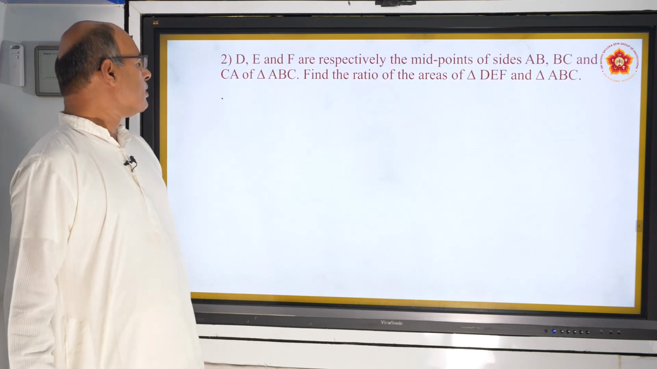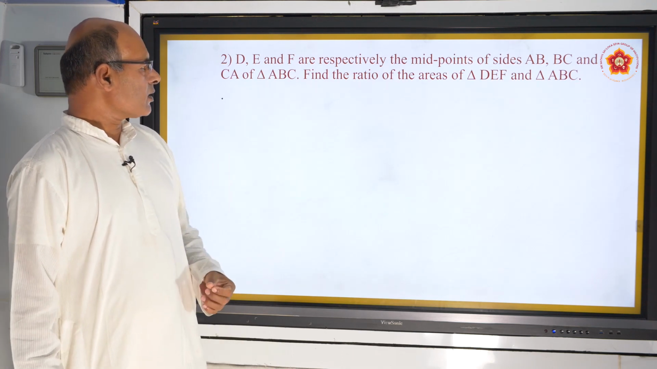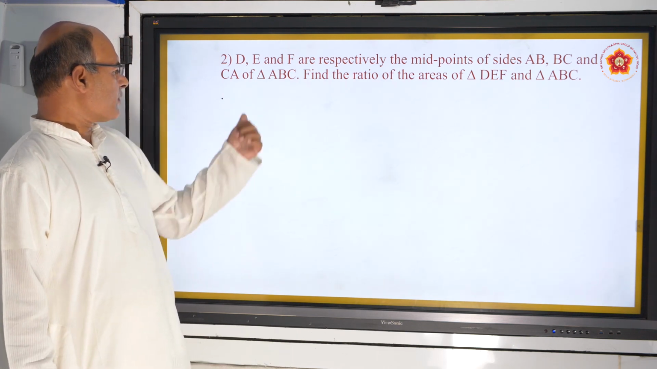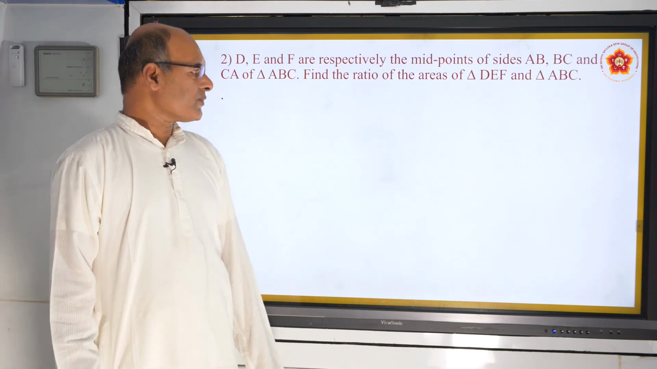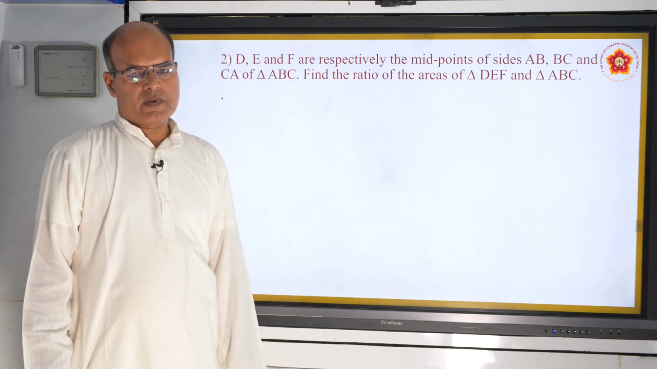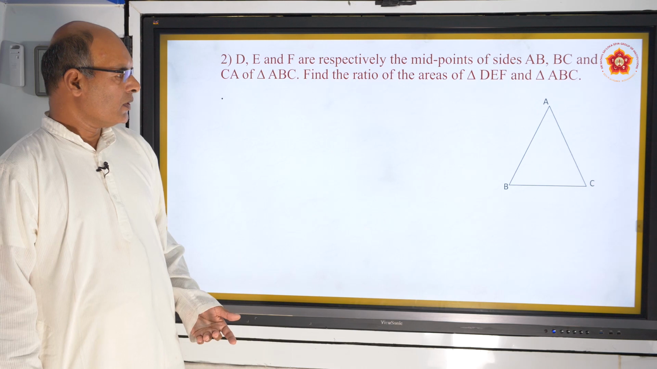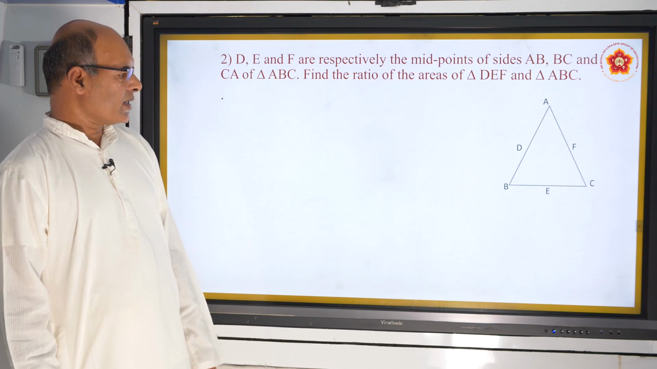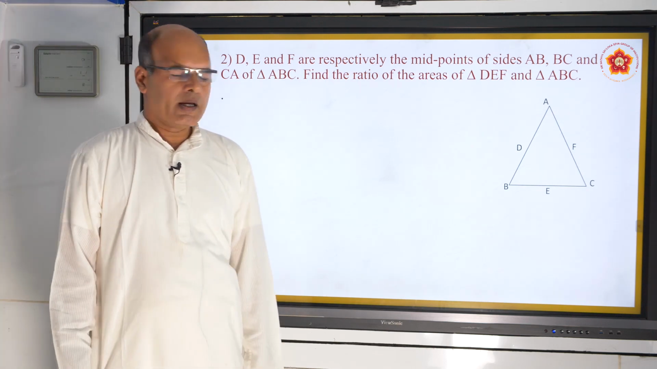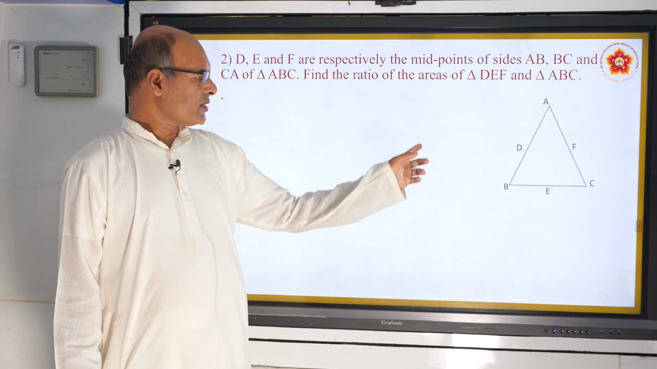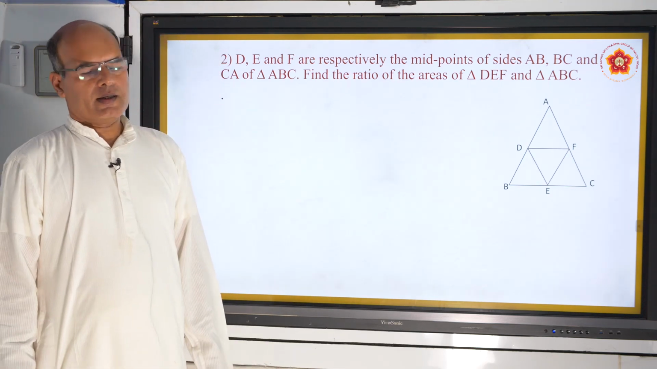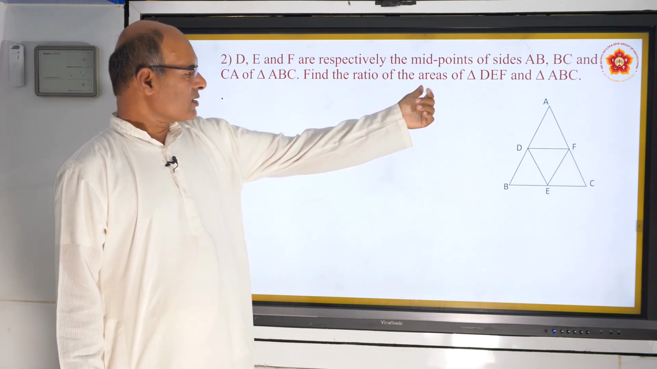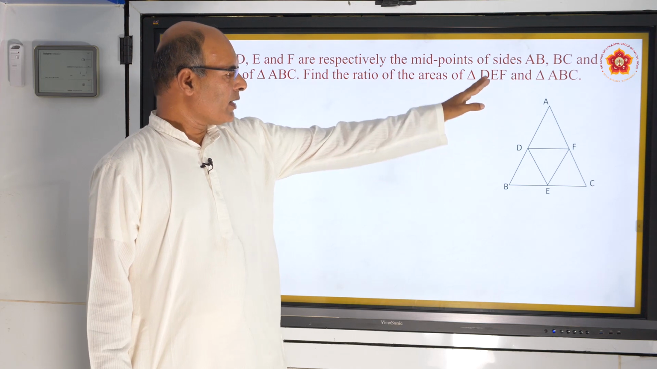Let's go to the next question. D, E and F are respectively the midpoints of sides AB, BC and CA of triangle ABC. Find the ratio of the areas of triangle DEF and triangle ABC. Let us draw the diagram. ABC is one triangle and then D, E and F are the midpoints of sides AB, BC and AC. Midpoints. So join them, we get another triangle. Then what we have to do? We have to find out the ratio of the areas of triangle DEF divided by triangle ABC.